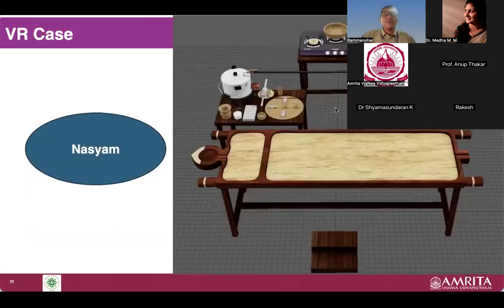And then, as I said, this is a VR module. And right now we have Nassim. In the future, we hope we will be able to add more VR scenarios and also link it with physical interfaces like mannequins.